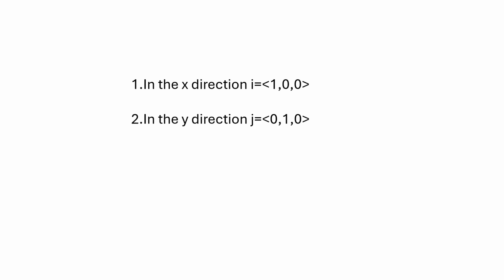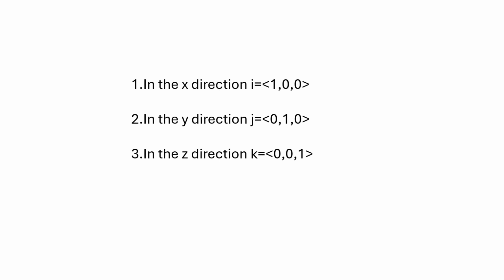The unit vectors i, j, and k are unit vectors in the positive x, y, and z directions for Cartesian coordinates. i is a vector of magnitude 1 in the x direction. i is equal to 1, 0, 0. j is a unit vector of magnitude 1 in the y direction. j is equal to 0, 1, 0. k is the unit vector of length 1 in the z direction. k is equal to 0, 0, 1.